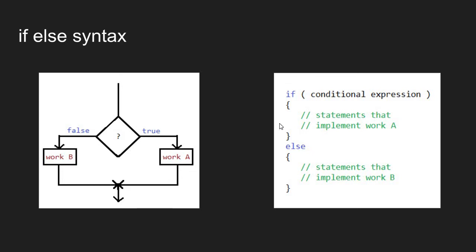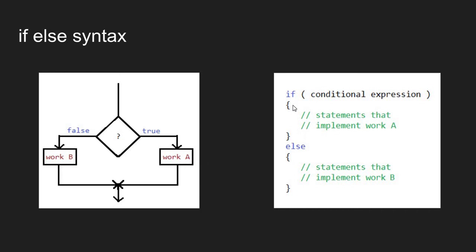Now the if statement looks the same as it did in the previous video. We have the keyword if, followed by a pair of parentheses, and inside the parentheses I have a conditional expression. This conditional expression will evaluate to either true or false. Underneath the if statement, I'm going to have a code block which contains all of the statements that implement work A.